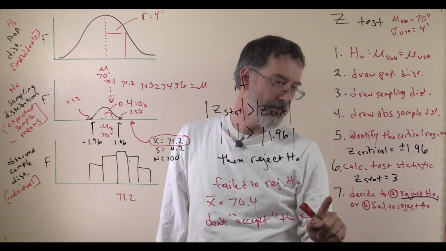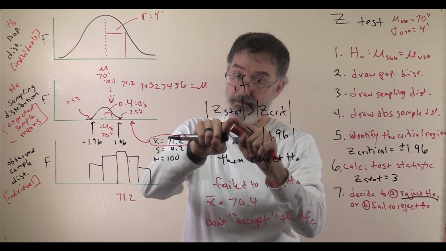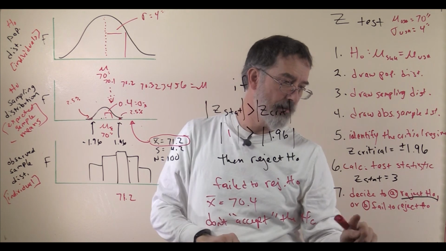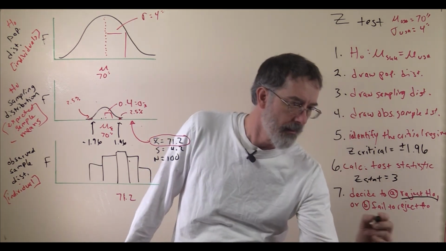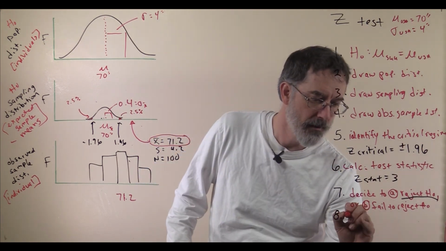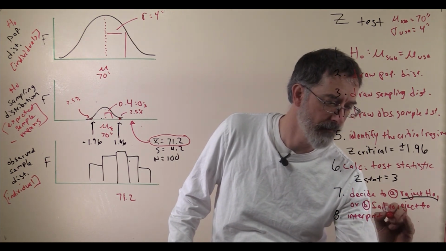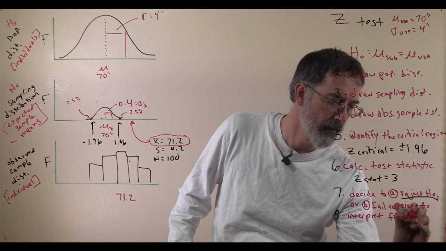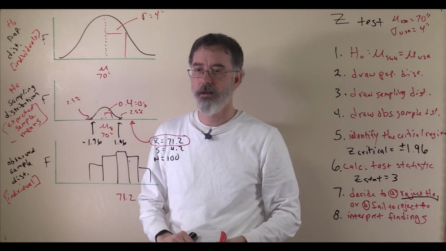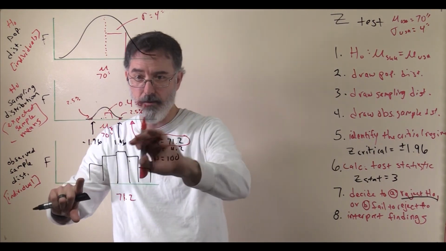So for step 7, you either decide to reject the null hypothesis if your test statistic is more extreme than your critical values, or if it's not more extreme, you fail to reject the null hypothesis. The 8th step will be to interpret your findings. What did you learn from doing your study and doing the statistical analysis on your data? Remember, this is the only data that we had. This is the only observed data that we had down here, right?